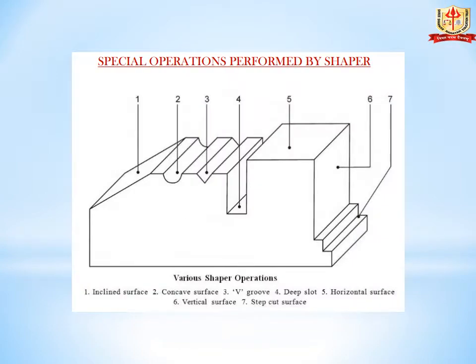In this slide we can see special operations performed by a shaper. Point 1, you can see in the diagram, is the inclined surface, point 2 is a concave surface, point 3 is a V groove, point 4 is a deep slot, point 5 is a horizontal surface, point 6 is a vertical surface, and point 7 is a step cut surface. These are special operations performed on a shaper machine.